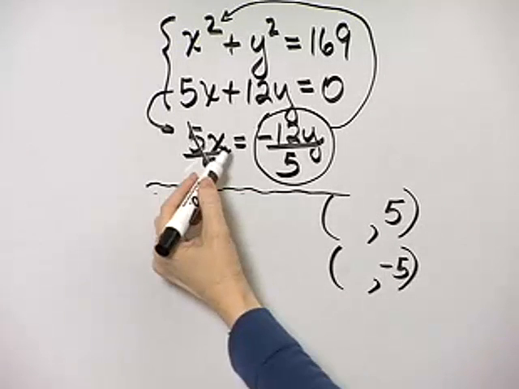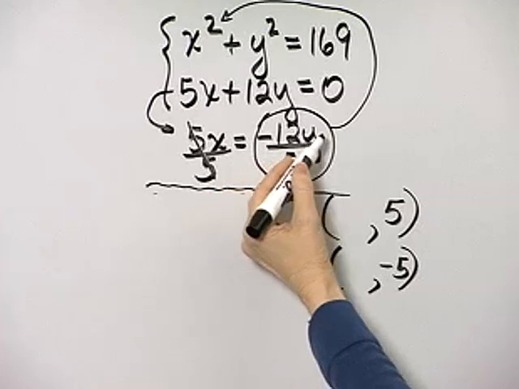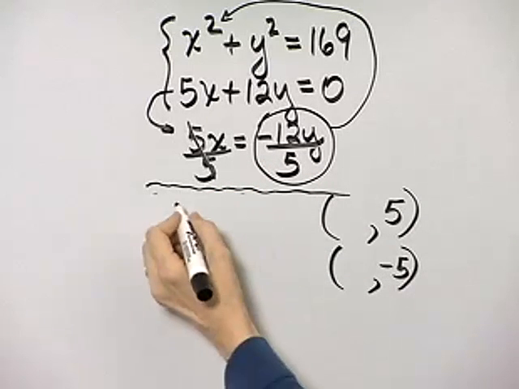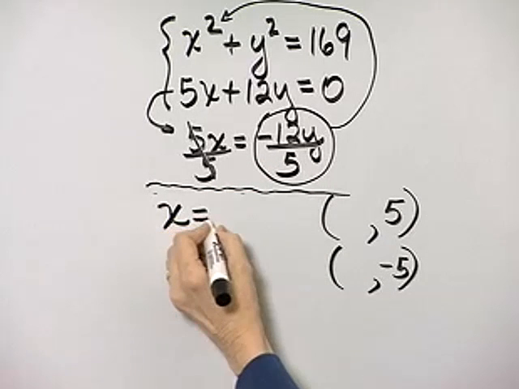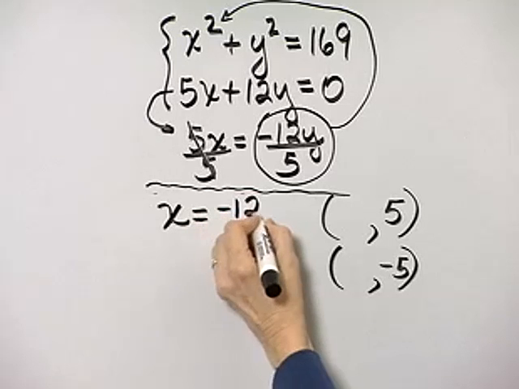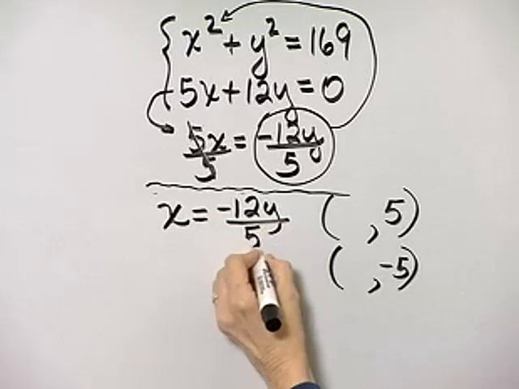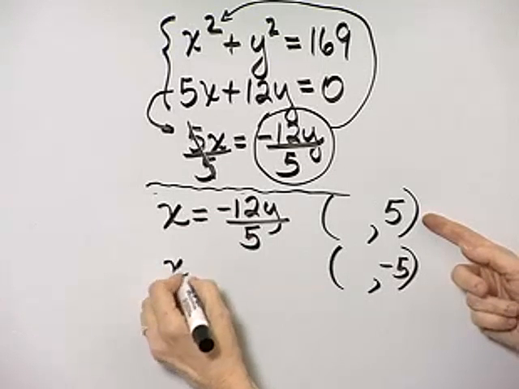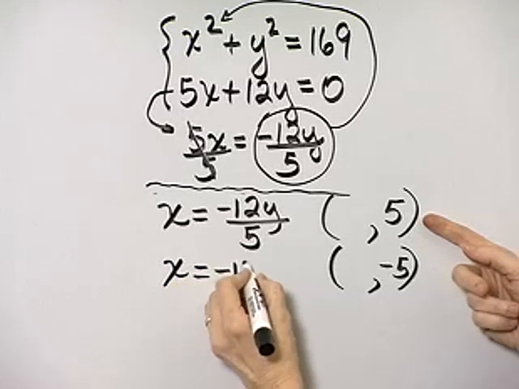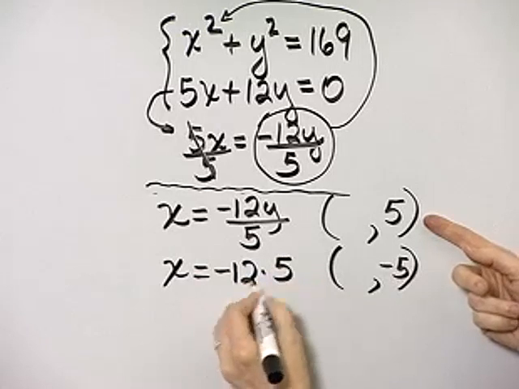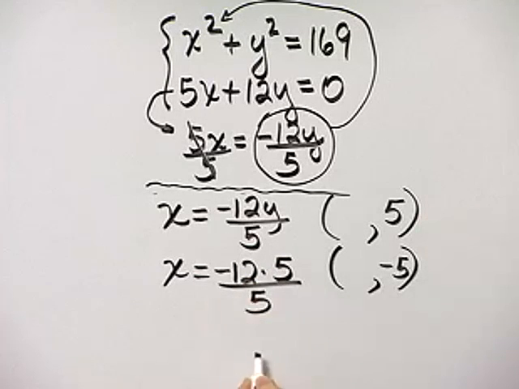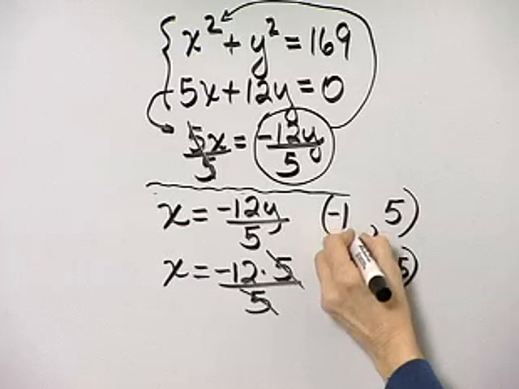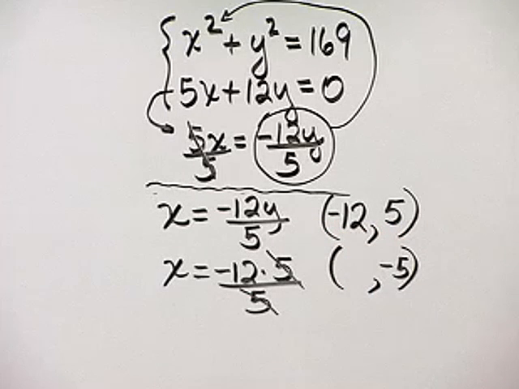Now remember, we learned that x is negative 12 times y over 5. Let me rewrite that. X is negative 12 times y over 5. So let's let y be 5, and x is negative 12 times y, which is 5, over 5. Look what happens. What is x? X is negative 12 when y is 5.